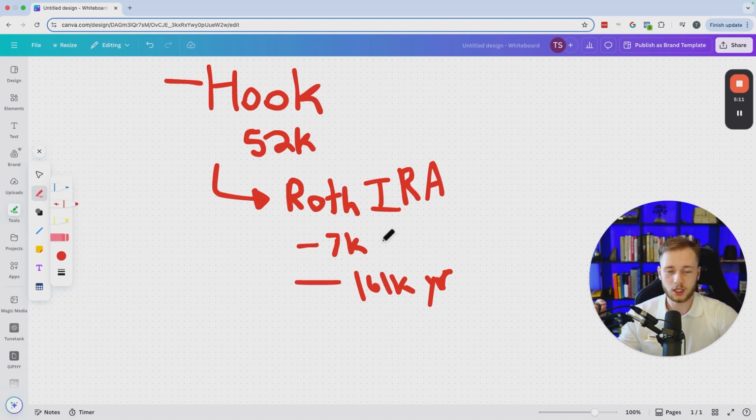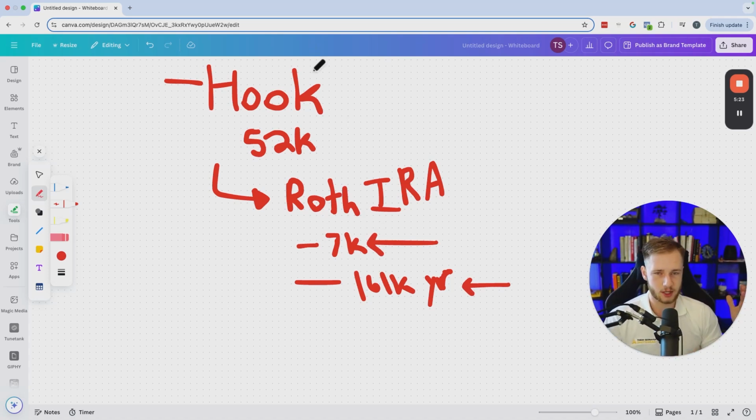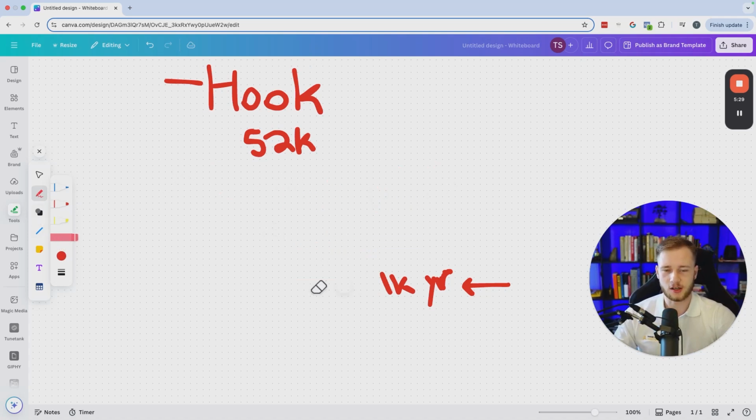I'm only going to be talking to people who are maxing out their Roth and making above 161K a year and are actually interested in paying attention to things about retirement. Because there's probably people that make over 161K a year who aren't even thinking about their retirement, so they wouldn't even pay attention to that hook, right? So those are just some things you need to consider, and I'll show you guys an example of a video that uses that in just a moment.